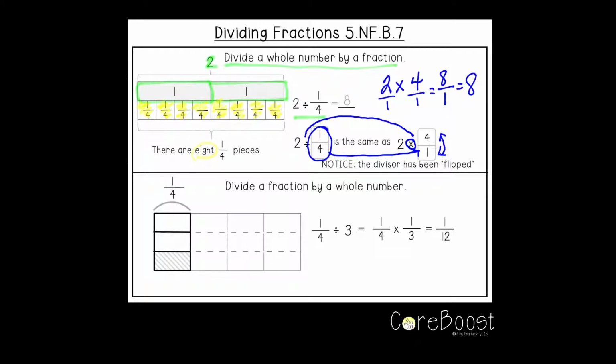Okay, let's take a look at the second example. 1/4 divided by 3. So now I'm dividing a fraction by a whole number. So the first thing you want to do is to draw out your whole. The 1 whole piece is this rectangle right here. And then I have to divide it into fourths, which I've done here. 1, 2, 3, 4 pieces, right? Because I want to isolate the 4th that I'm using in my equation.